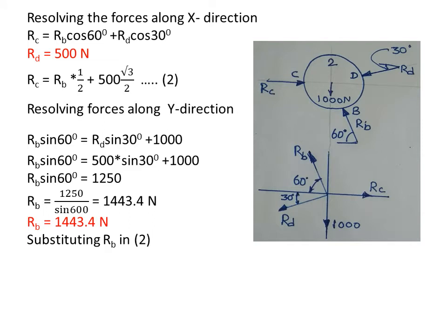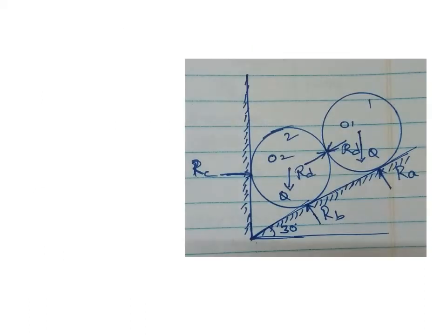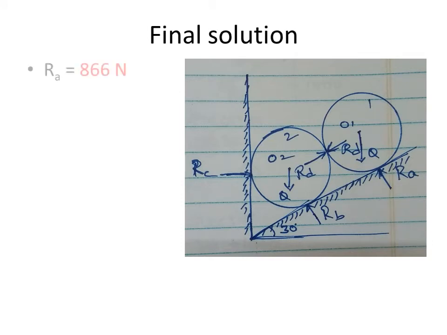Substituting the value of RB in equation 2, RC is equal to 1443.4 into 1 by 2 plus 500 root 3 by 2. RC value is equal to 1154.7 newtons. Final solution of the problem.